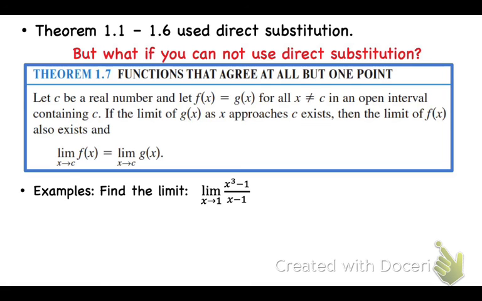Let c be a real number and let f of x equal g of x for all x not equal to c in an open interval containing c. If the limit of g of x as x approaches c exists, then the limit of f of x also exists, and the limit of f of x as x approaches c is equal to the limit of g of x as x approaches c. It says reduce. Got it? If you can reduce, do what? Reduce.